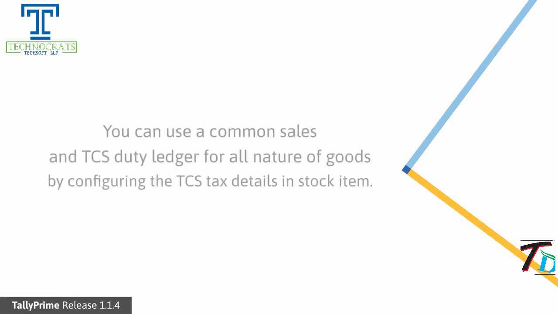If you are dealing with multiple TCS nature of goods, then you can define the TCS details at the stock item level and use a common TCS sales ledger and tax ledger. TCS will be calculated based on the TCS details defined in respective stock item master.